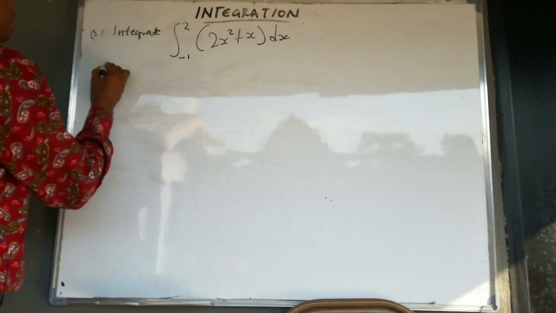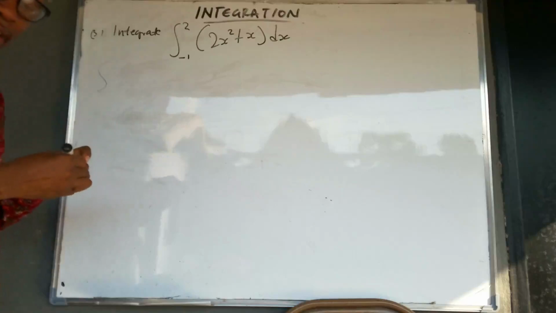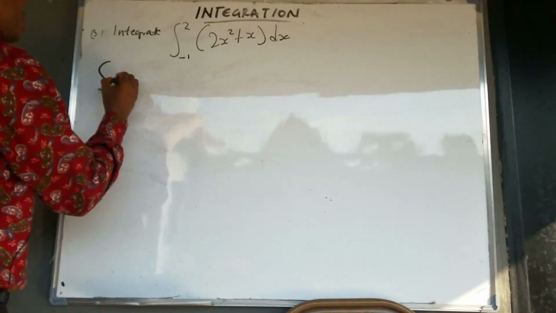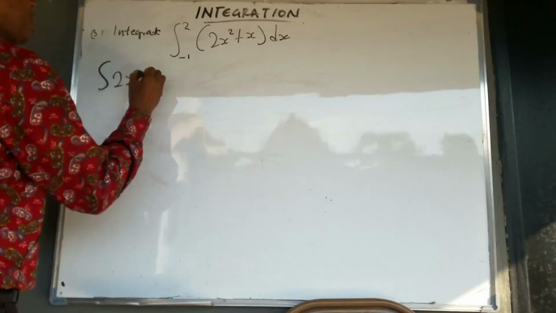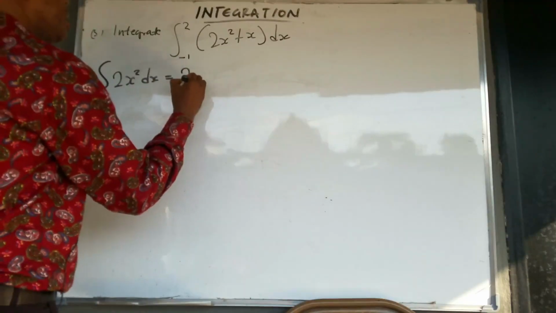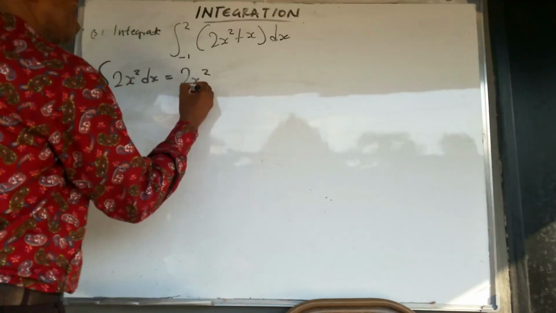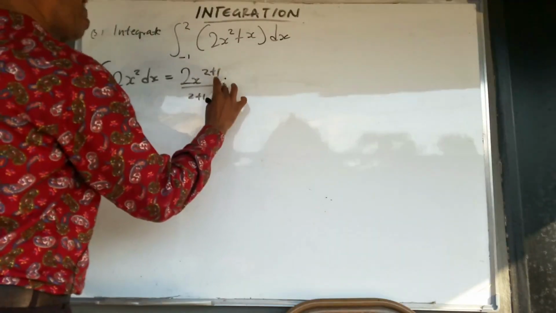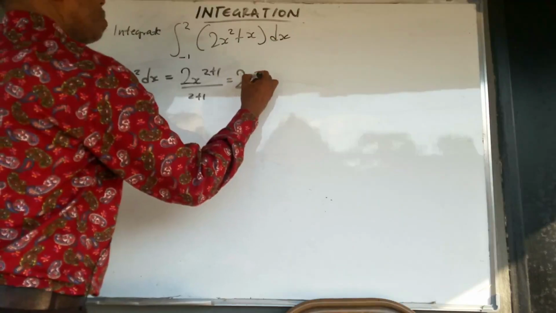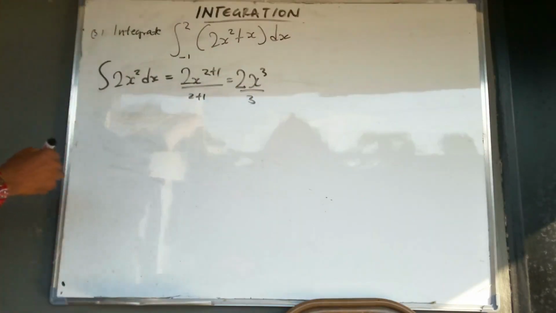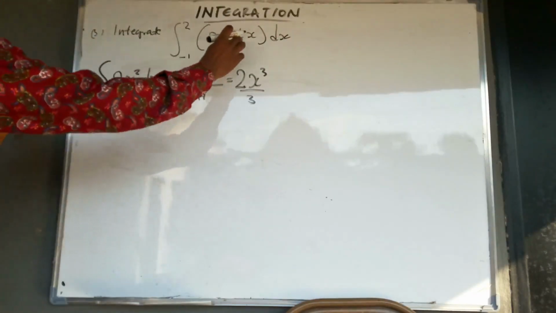Now what do we do? I can just integrate, let me integrate 2x raised to the power 2 dx separately. Okay, definitely that will give me 2x raised to the power 2 plus 1 over 2 plus 1, which automatically will give me 2x raised to the power 3 all over 3. Okay, then let me also integrate x separately.